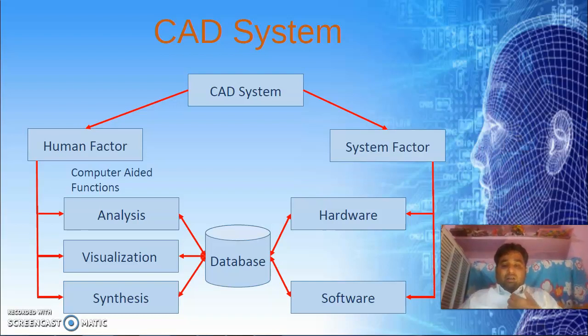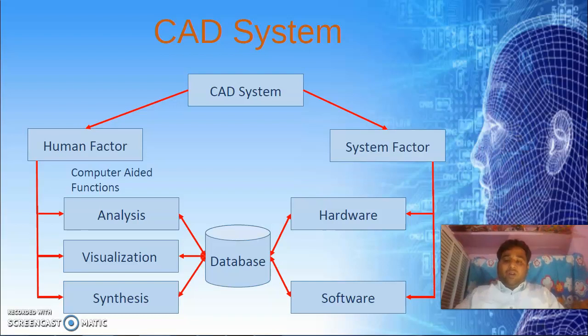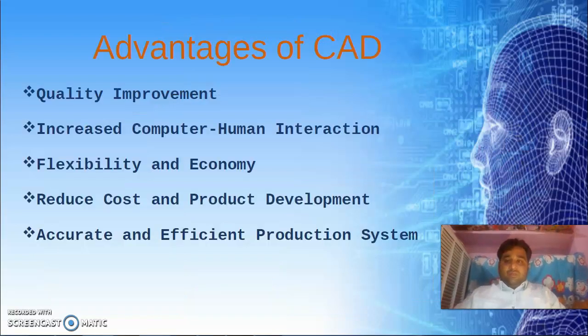The importance of the database is that you can retrieve data whenever required, and it can be saved in a classified fashion, so that after 1 year or 2 years, if you need the design of any particular product having a particular specification, you can retrieve it within a minute or a fraction of a minute by using database systems. So there are different advantages of CAD systems.